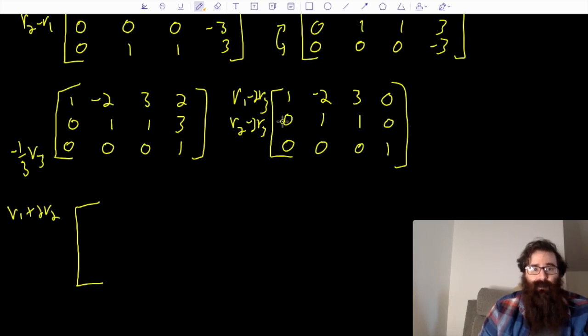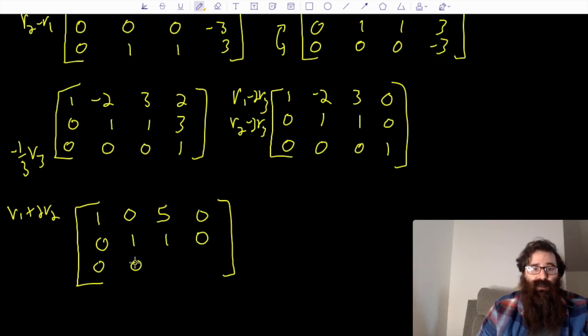So what's that going to give me? 1 plus 2 times 0 keeps my 1. Negative 2 plus 2 times 1 gives me 0. 3 plus 2 times 1, 3 plus 2 gives me 5. And 0 plus 2 times 0 gives me 0. And I can rewrite the rest of the rows.